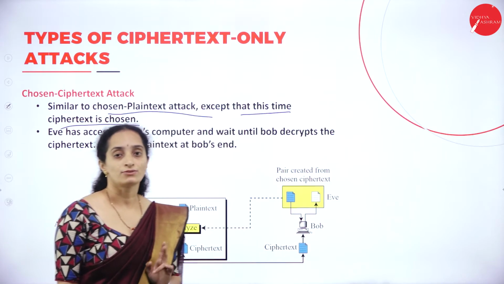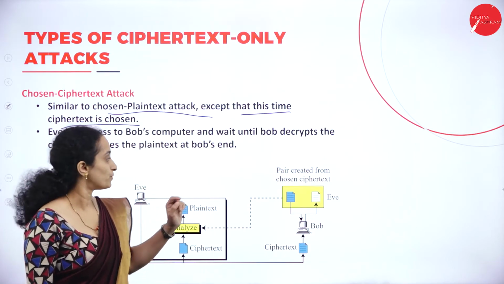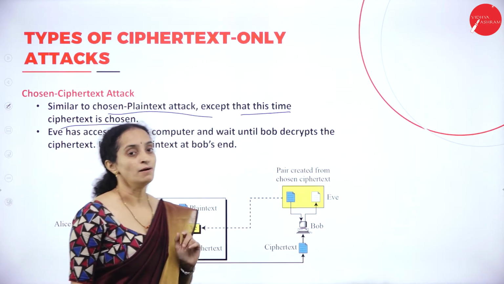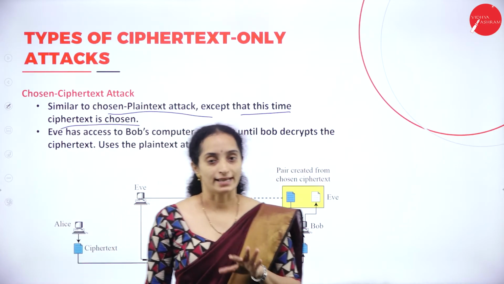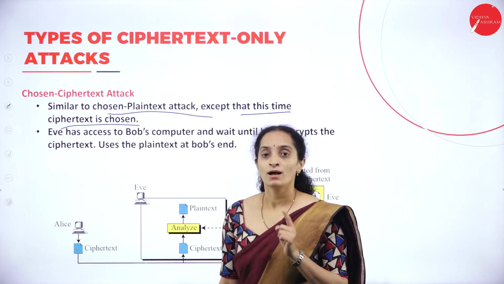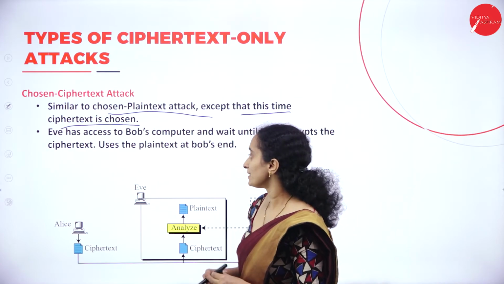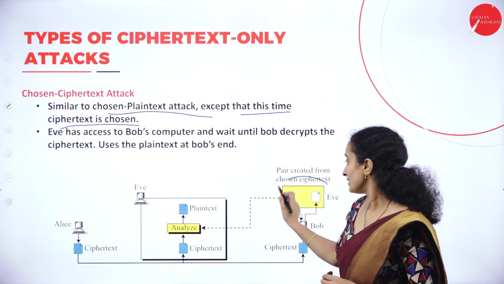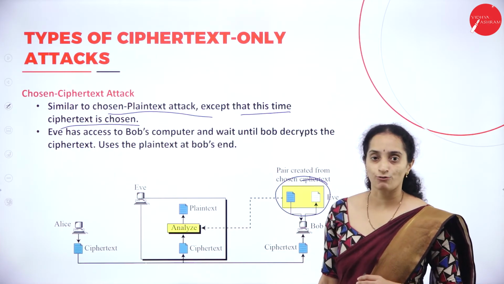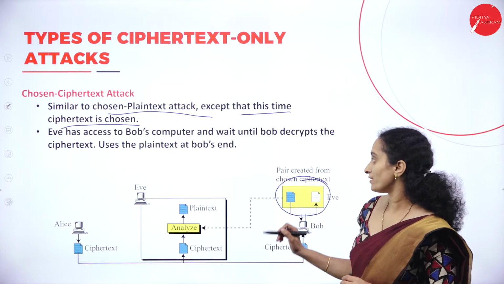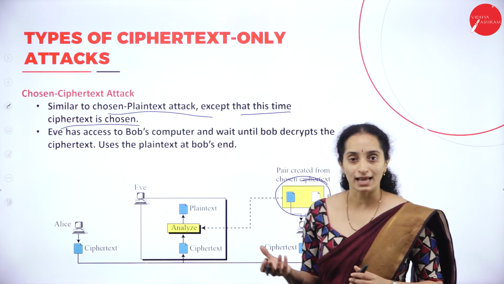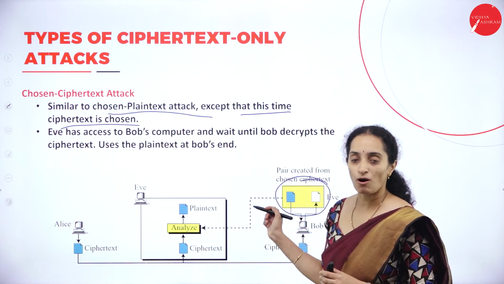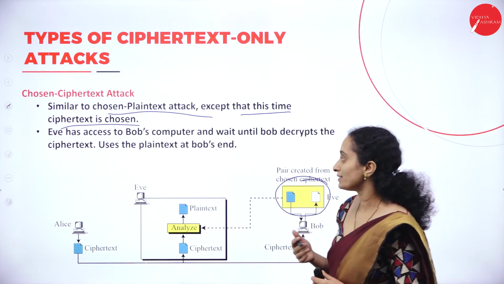She will get access to Bob's computer and wait until Bob decrypts the ciphertext. She will wait until Bob decrypts the message. Once he decrypts the message, she will get that pair of plain text and ciphertext, so that next time Alice sends a message with the same key to Bob, she can predict the message.